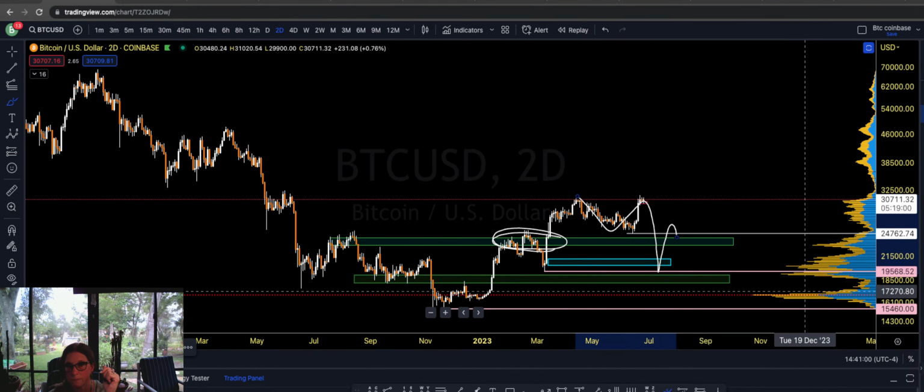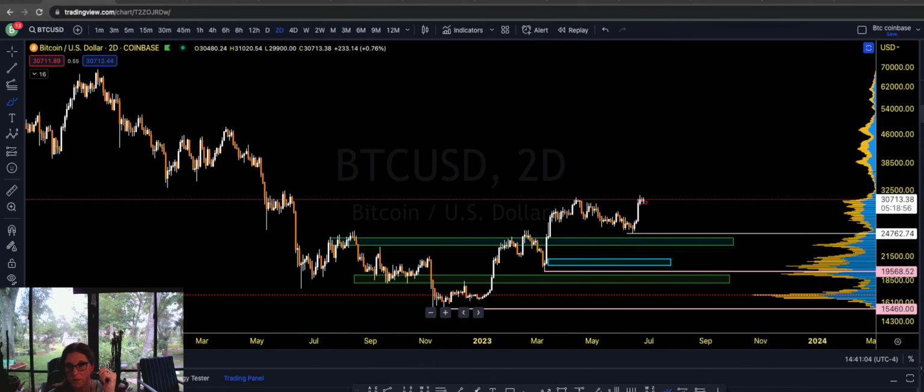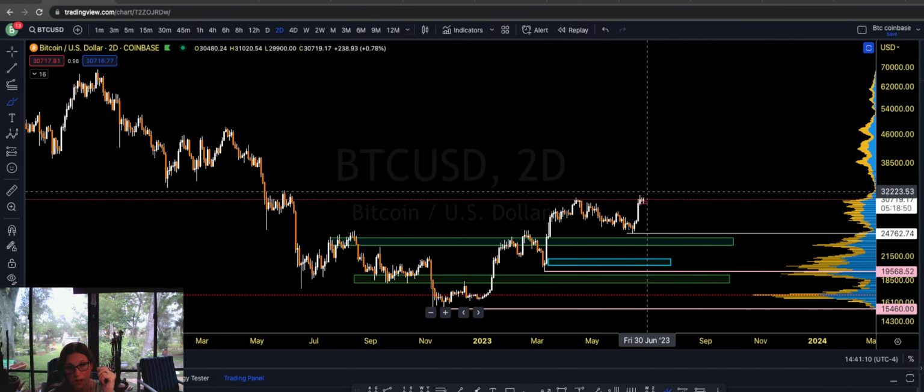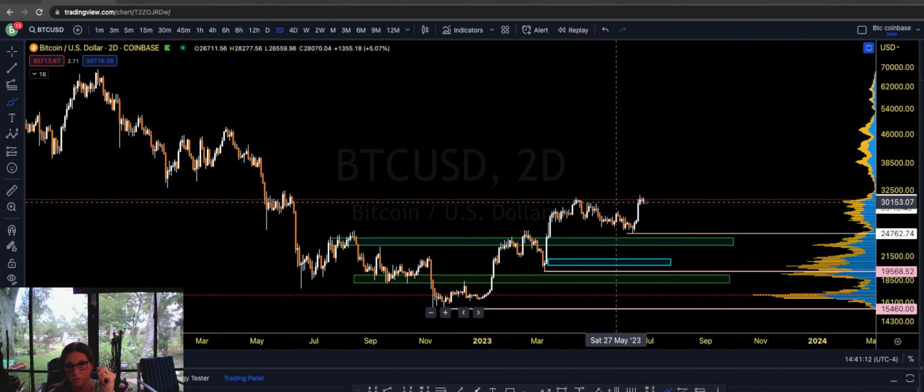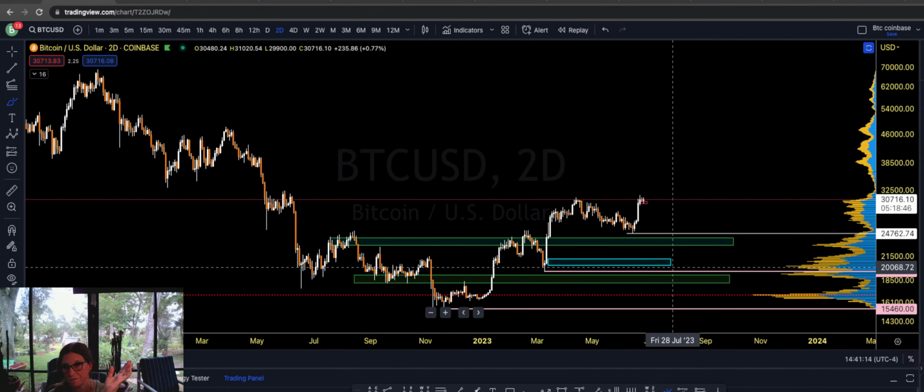Okay. But to me, there's a good chance this is the start of something, okay? And like I said, the only option we have for something bearish is that expanded flat. That's it. I don't see anything else.